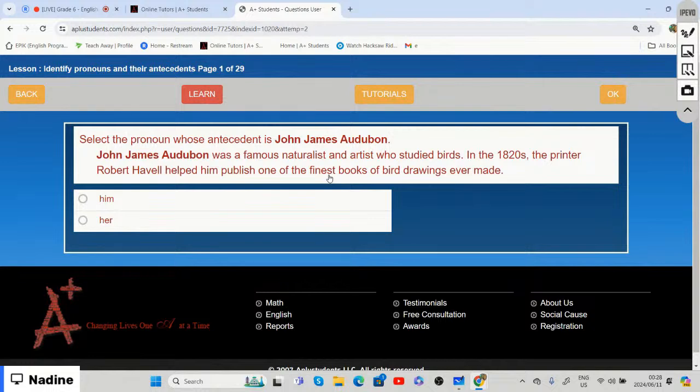Is it him or is it her? So, him or her, we need to select the pronoun.